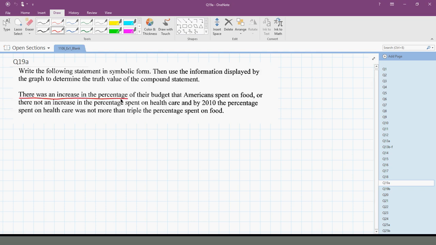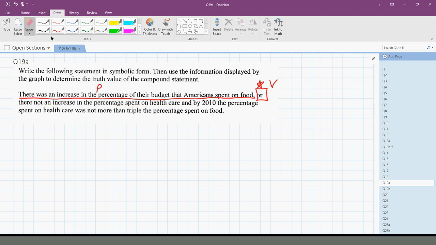It says there was an increase in the percentage of the budget spent on food. Then I see an or. And more specifically, what do you see right in front of that or? A comma. So that makes this guy the strongest one there when we talk about our last symbols. So what do you want to call this first sentence? P. Yeah. What is the symbol for or? The V. Perfect.